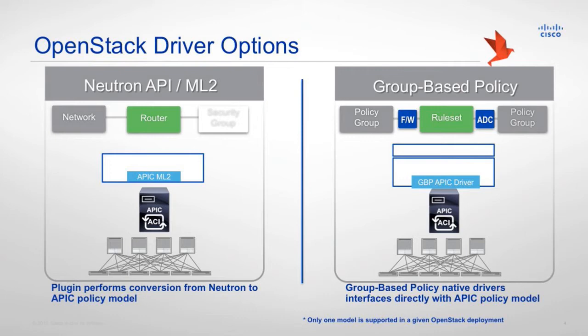For those that are really invested in ACI, you might want to consider the GBP, the group-based policy driver. This does offer more of a one-to-one mapping. We have rule sets, which equate to policies and contracts, and it all works out. There's no conversion there. Note that only one model can be used with each OpenStack environment, so you can't use both the ML2 and the GBP driver in one OpenStack environment.